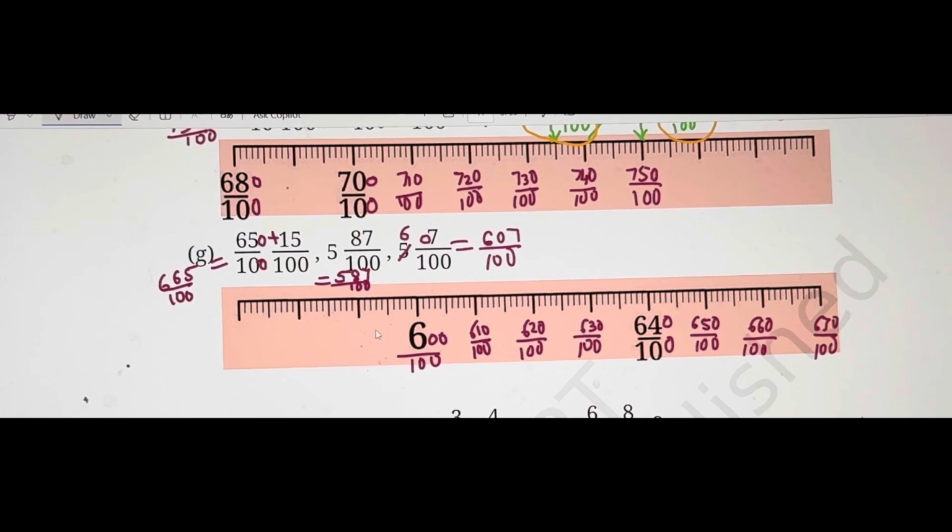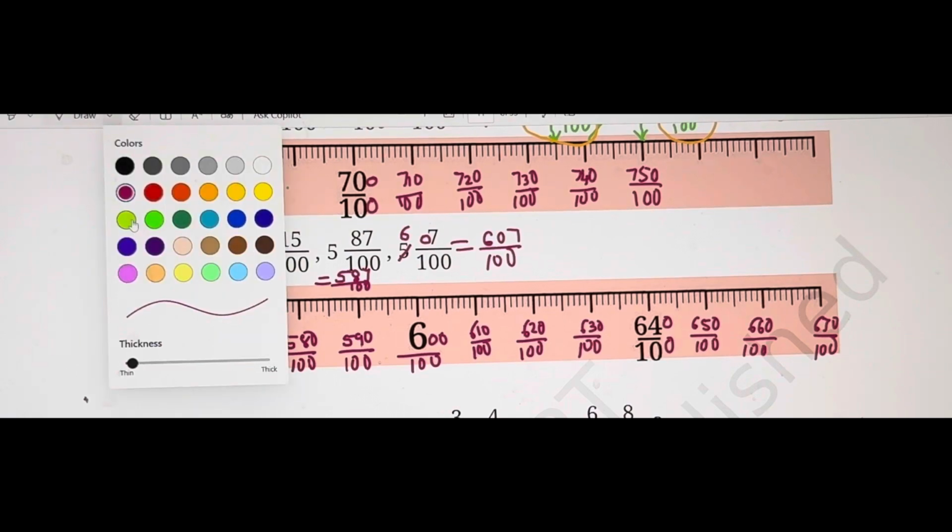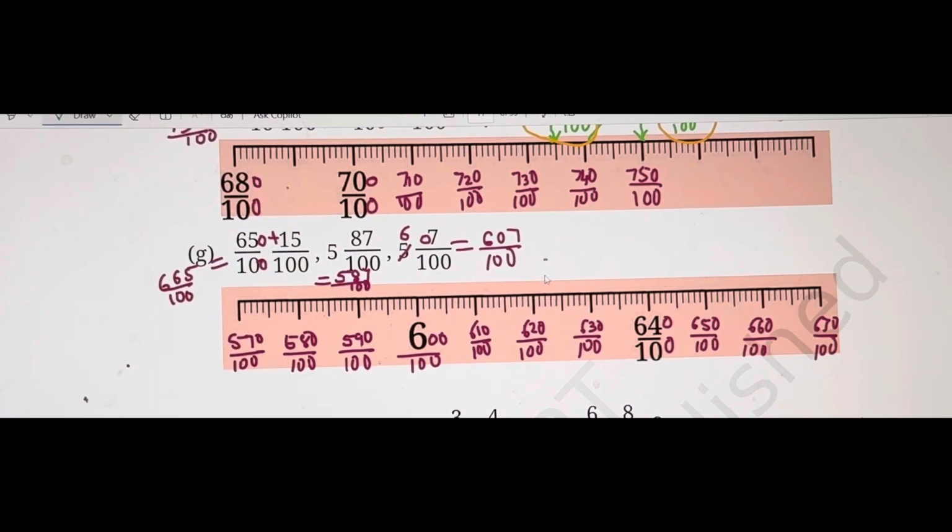Now if we go before this should be 590 upon 100, and this is 580 upon 100. Naturally this will be 570 upon 100. Okay, so first we have marked all the points which we can see, the bigger lines. Now we try to mark the points. Let me change the color so it's easy for you to identify where we have marked. So if we see the first number, 665 upon 100. So this is 660, this is 670. So naturally the number which is between both. So this would be 665 upon 100.